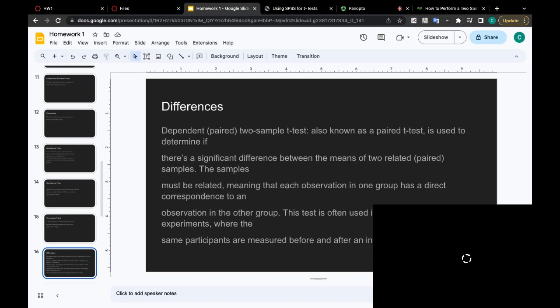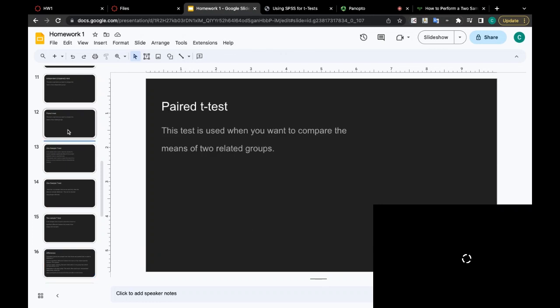Differences. The dependent two-sample t-test, also known as the paired test, is used to determine if there's a significant difference between the means of two related paired samples. The samples must be related, meaning that each observation in one group has to correspond to an observation in the other group. Examples are pre- and post-tests and experiments where the same participants are measured before and after an intervention. That is the two-sample paired t-test, which is this one right here.